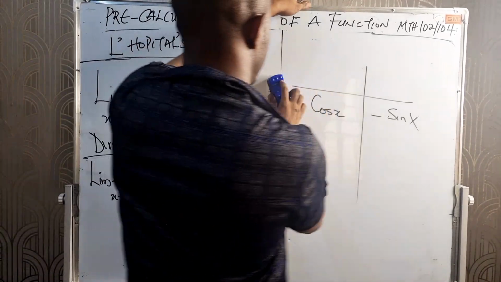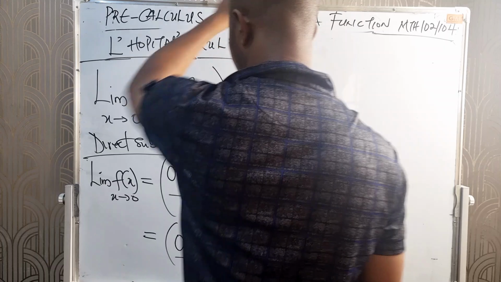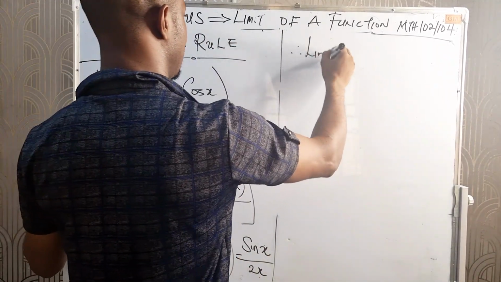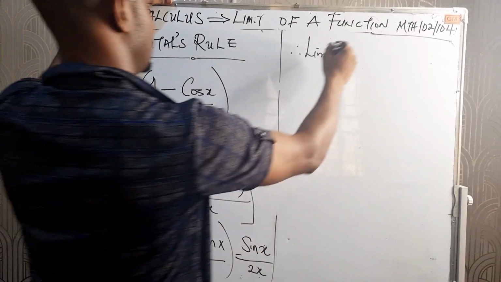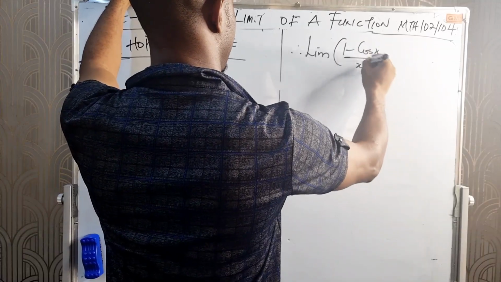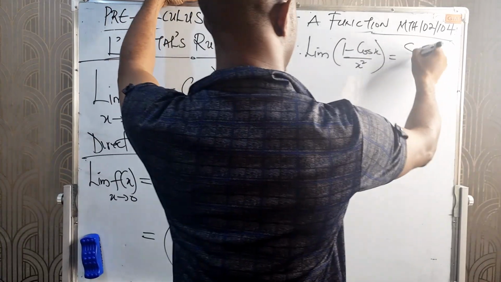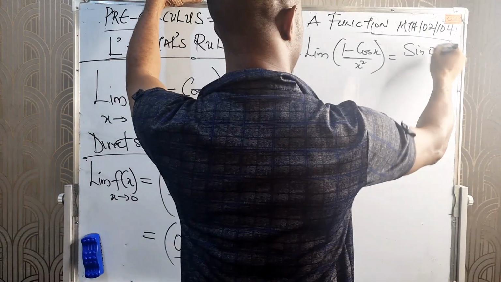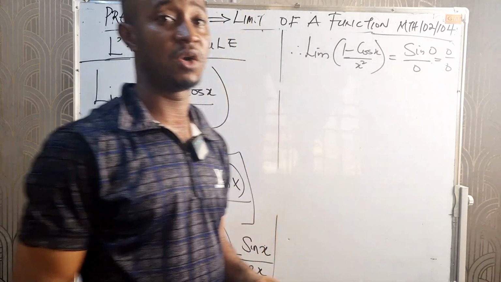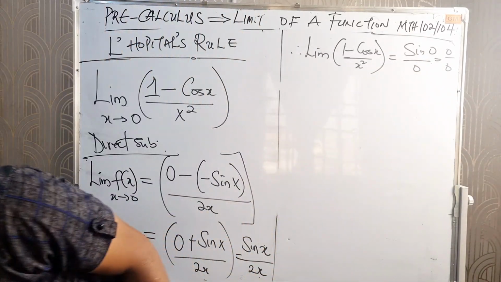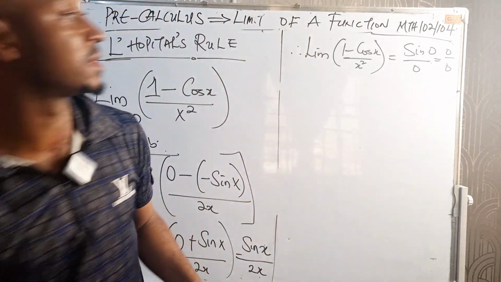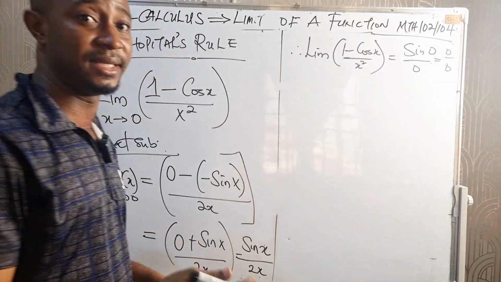So what do we do after differentiating? Don't forget that after differentiating in the L'Hopital's, we will now substitute the value of that x as 0. Therefore, the limit of our f of x, which is 1 minus cos x over x squared, will then be sine 0 over 0, which is 0 over 0. When you punch calculator to find sine 0, the answer will be 0. Of course, sine 0 is 0. Let's try it together and see. So this remains an indeterminate form.